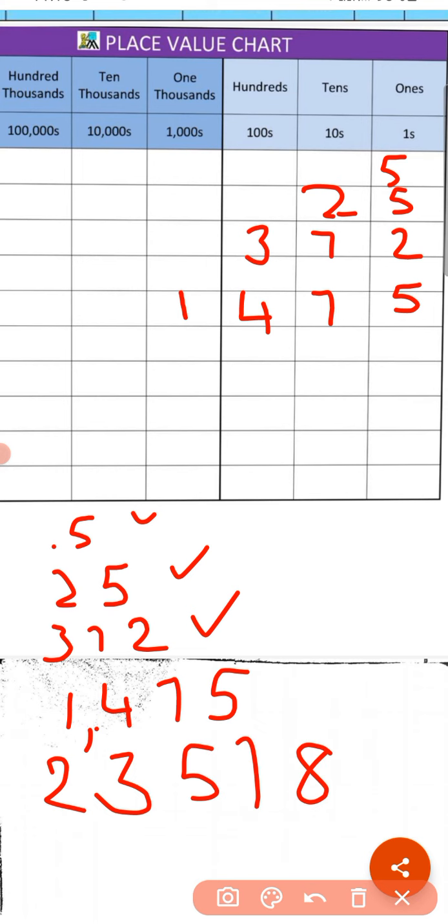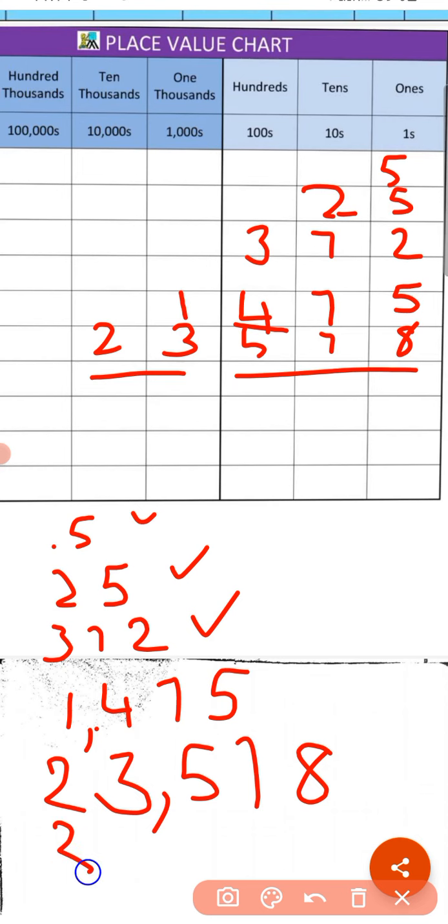Next, 5 digit number. Start from ones place. 8 in ones column, then 7 tens, 5 hundreds, 3 in thousands and 2 in ten thousands, okay. Here also there are two groups. Which are the two groups? Thousands and ones. So first write thousands group, put a comma, then write the next places. Read it as 23,578. Okay.